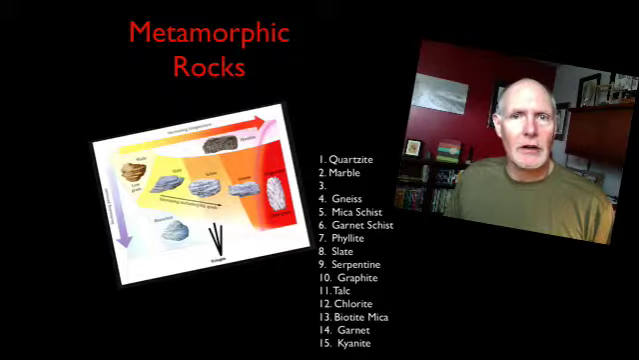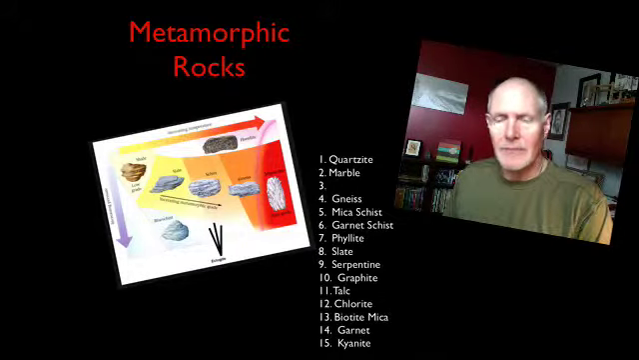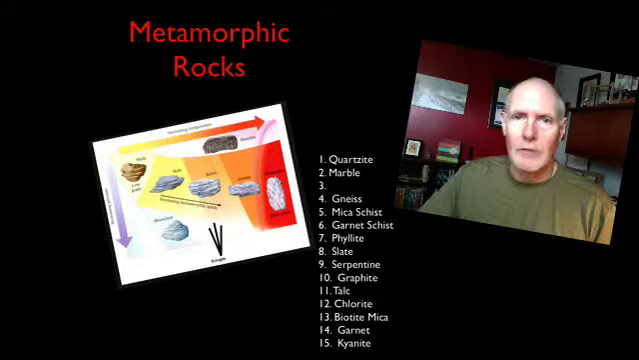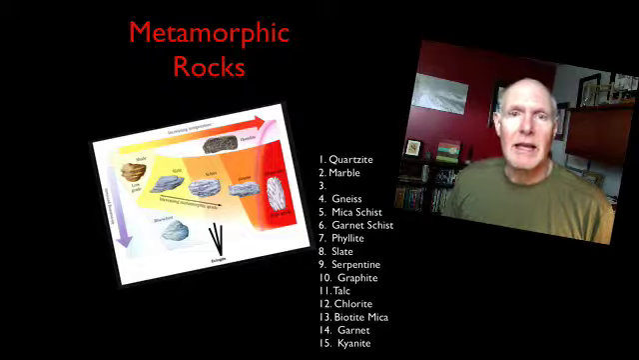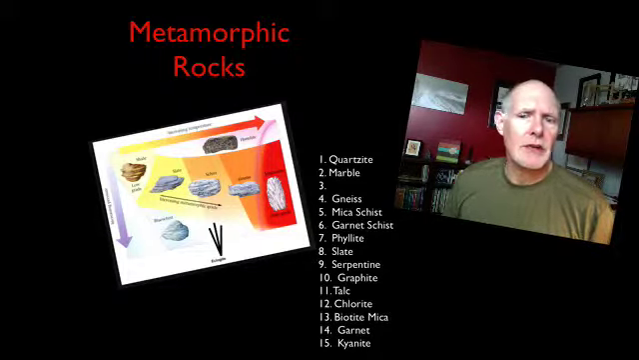Now let's take a look at the metamorphic rocks that you have been identifying the last couple of weeks in class, and let's go ahead and name them. So hopefully in your notebook you said that number one was quartzite. It started off as quartz, and then it got heated and pressured, and it became quartzite. Number two was marble. I don't think we did number three, so you shouldn't have that one.